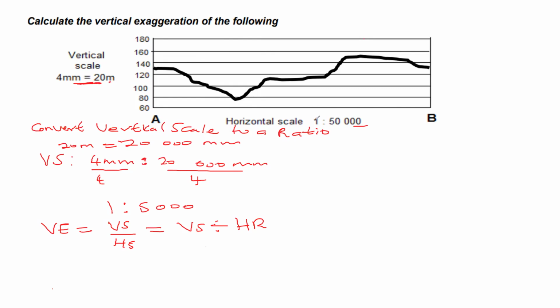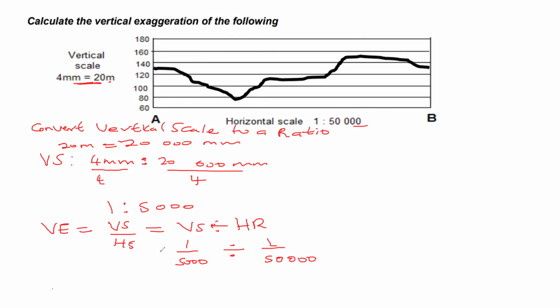Vertical scale, what do we have on the vertical scale? We have 1:5,000. So it's 1 divided by 5,000, because the ratio means divide by, and then we divide by the horizontal scale, which is 1 divided by 50, sorry, 5,000 thousand. All right. Now, the application of the formula is done.